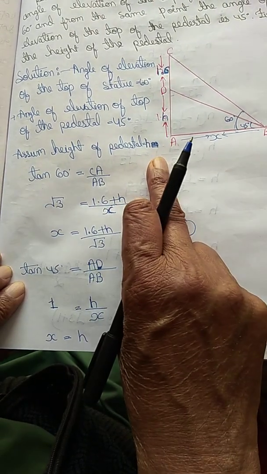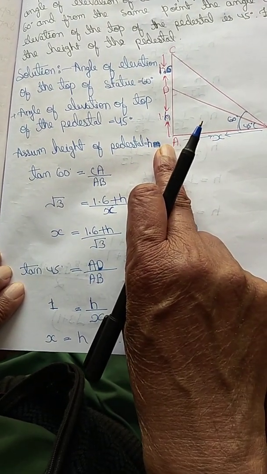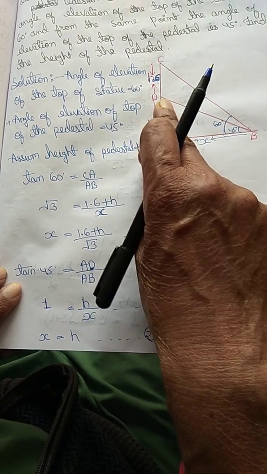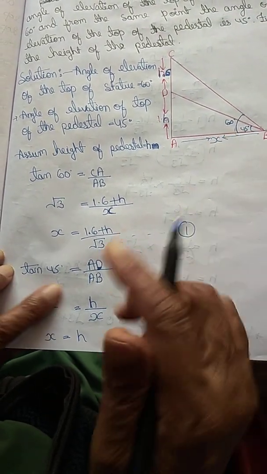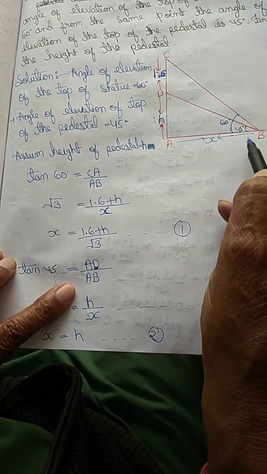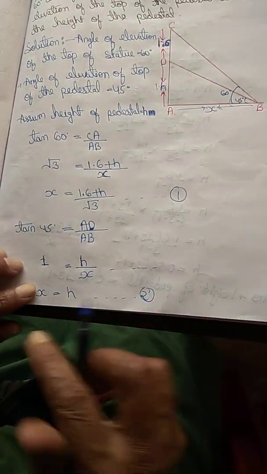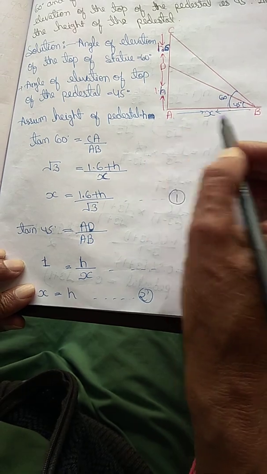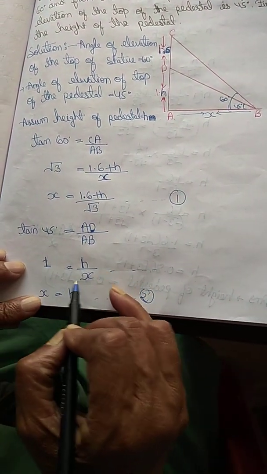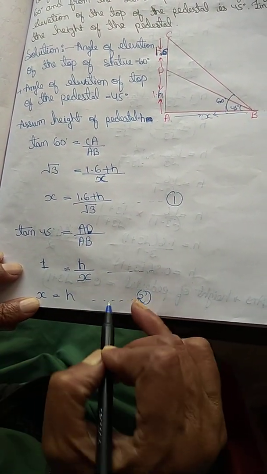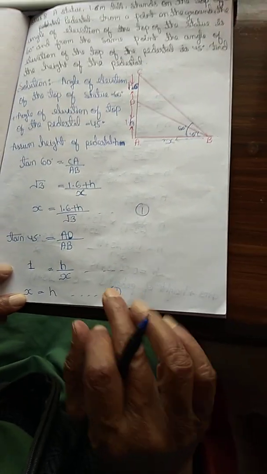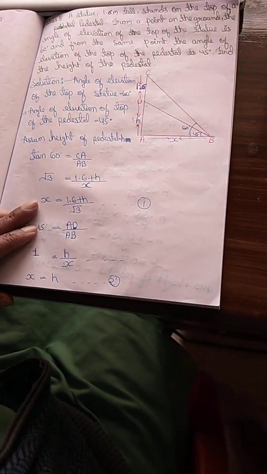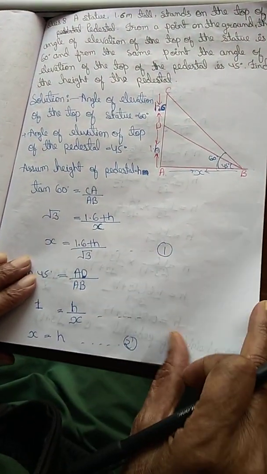Now in the second triangle ABD, tan 45 is equal to AD upon AB. Tan 45 is 1. So 1 is equal to h upon x. So on cross multiplication, x is equal to h. This is equation 2. Now put the value of h in equation 1.